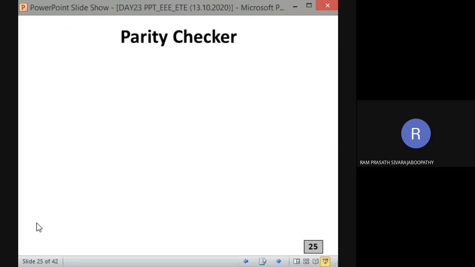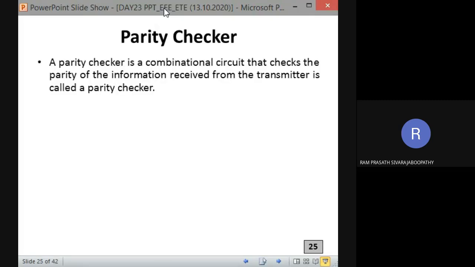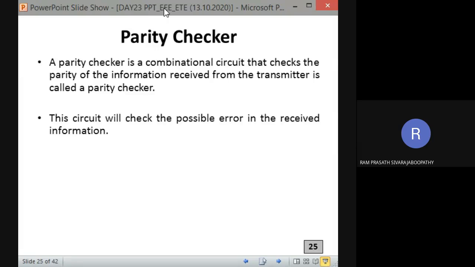At which end do we have to use the parity checker? Kindly type it in the chat. When we are transmitting a message, we generate the parity bit and send it. Correct? Yes, Srihari. At the receiver side, we have to go with the parity checker circuit. The parity checker circuit checks the parity of the information received from the transmitter. It is a combinational circuit, and it checks for possible errors in the received information.